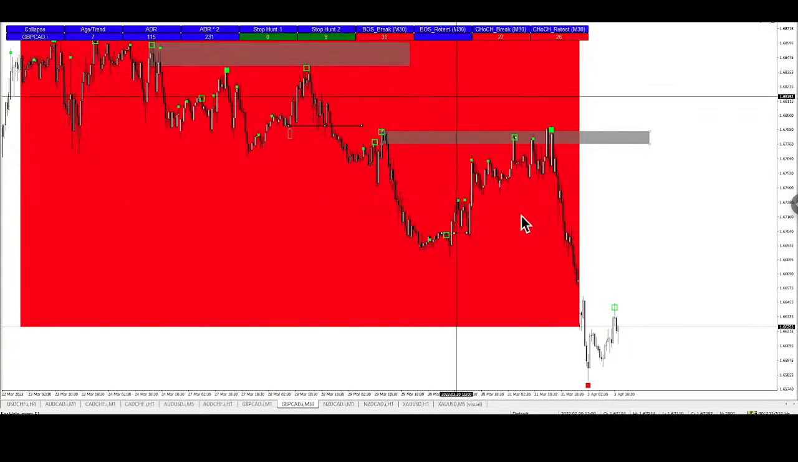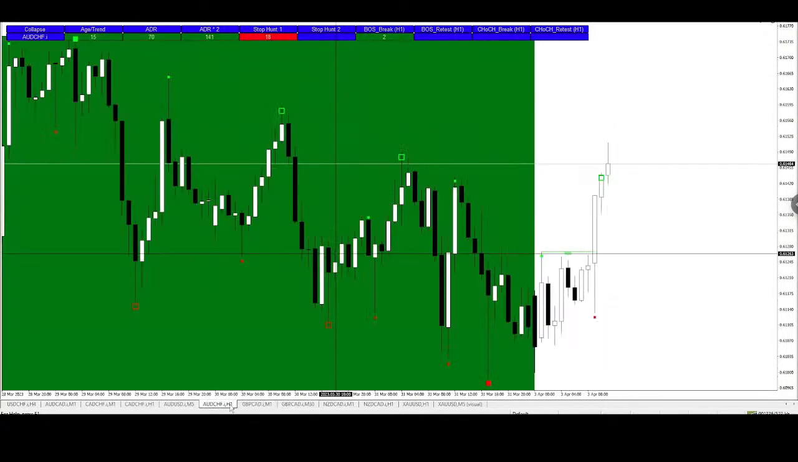We just can't see it because this is red, but there's a break of structure here, I believe. There was one right here, and then you could have got in right there and taken that all the way down. That was another 130-something pips. So yeah, it's just cool how it's working.